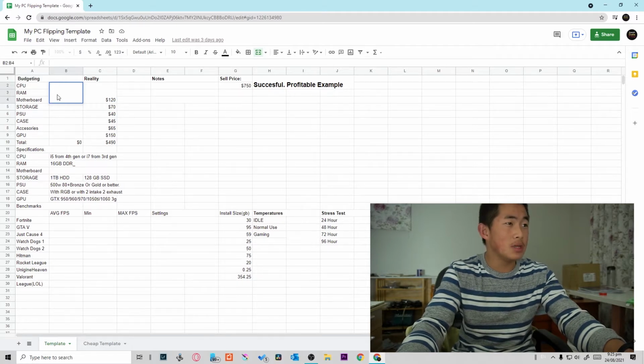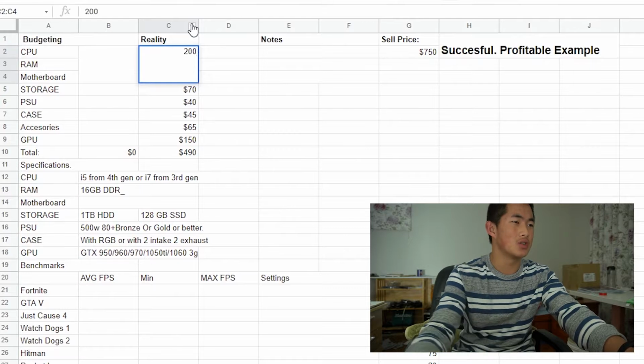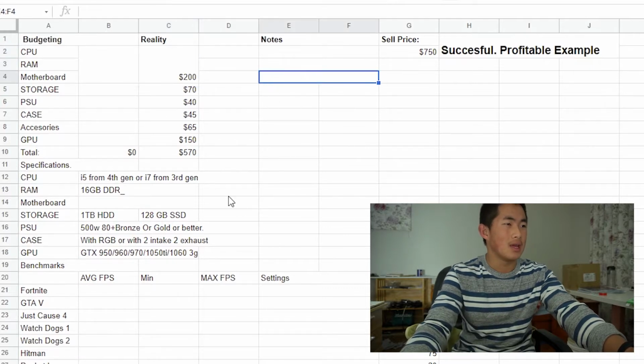I usually buy motherboard and CPU combos. So this is around $120. To be honest, I'm pushing this to like $200 now. So it's kind of bad. I would say you can't really get good deals anymore.